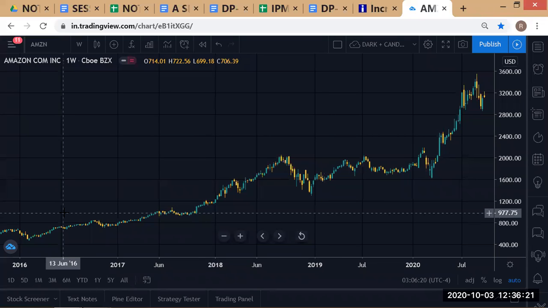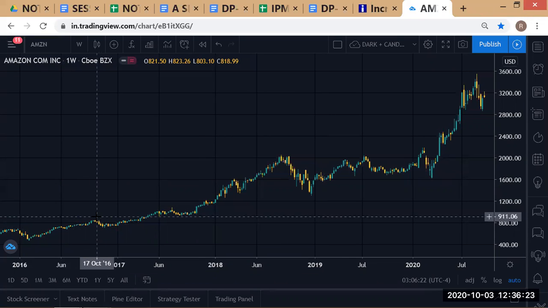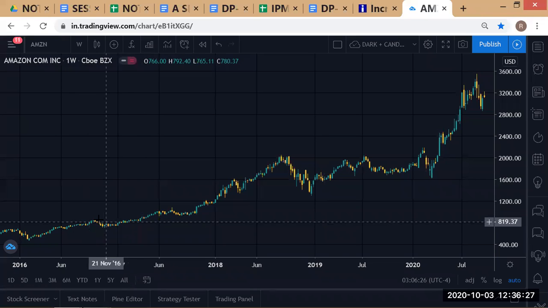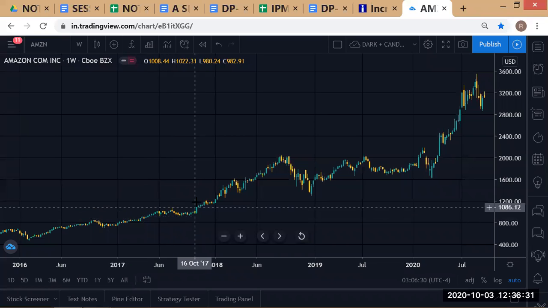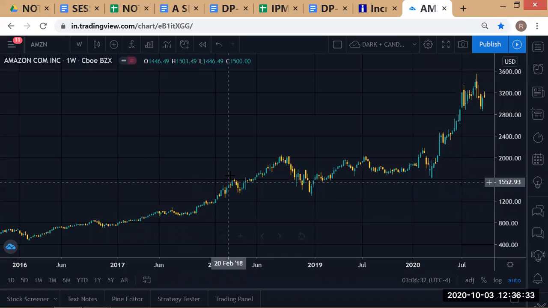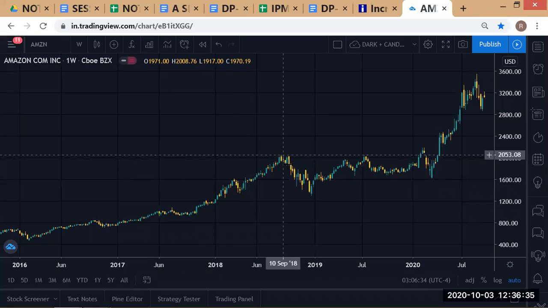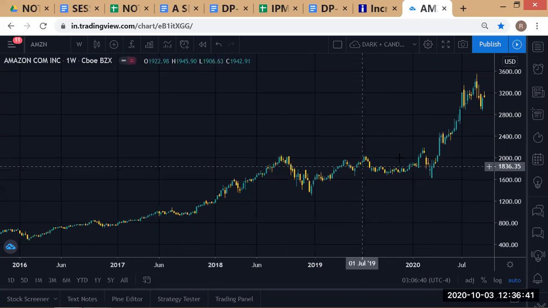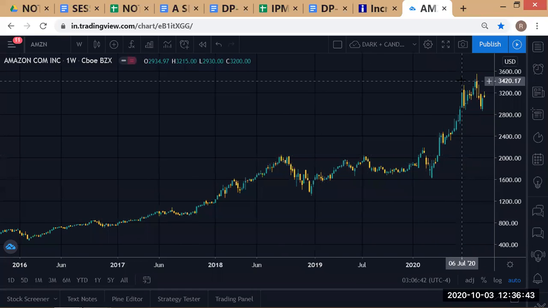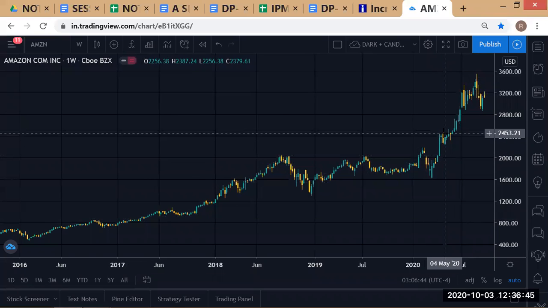Let's assume, for the sake of argument, that these are all 4-week highs. As soon as a new 4-week high is made, and then this is a 4-week high. It goes higher, it makes a new 4-week high. This is a 4-week high, and this is also a 4-week high. Let's assume that, just for the sake of argument.